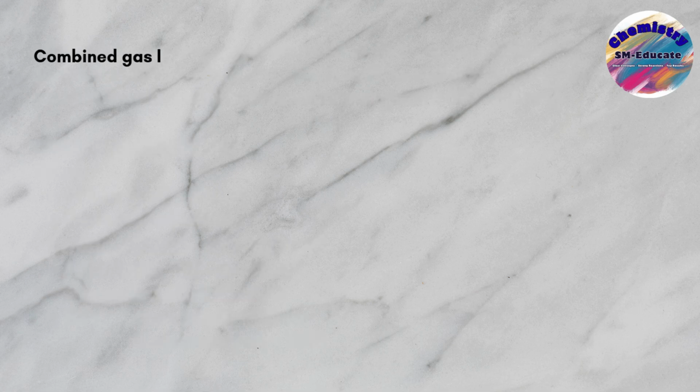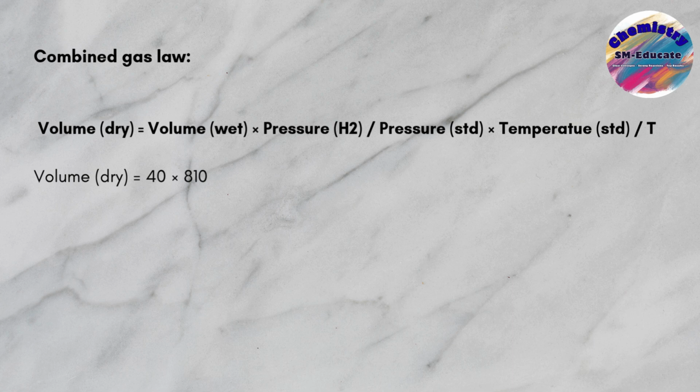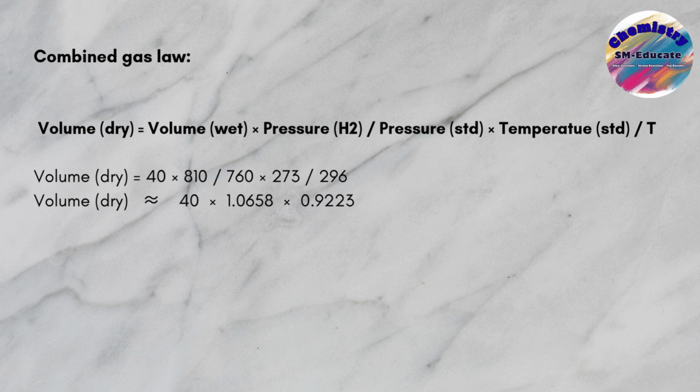Combined gas law. Volume, dry, equals volume, wet, times pressure H2 over pressure standard, times temperature standard over T. Volume dry equals 40 times 810 over 760 times 273 over 296. Volume dry is approximately equal to 40 times 1.0658 times 0.9223, approximately 39.3 cubic decimeters.